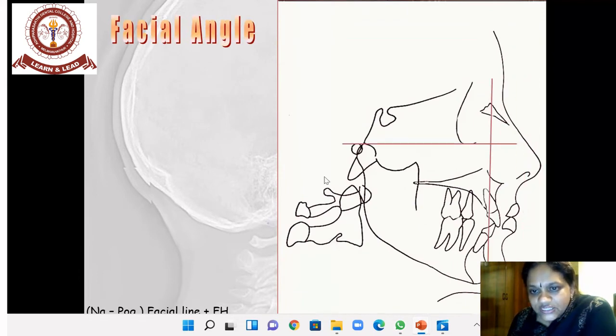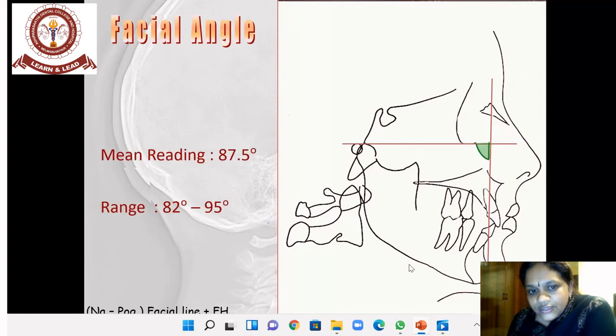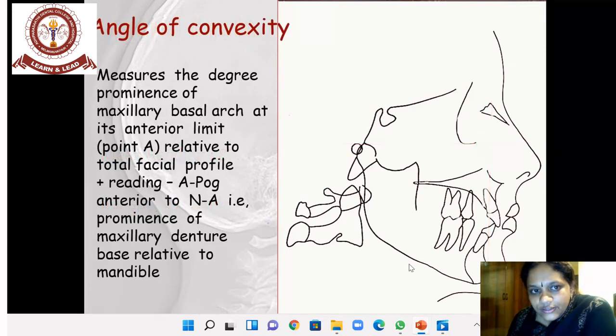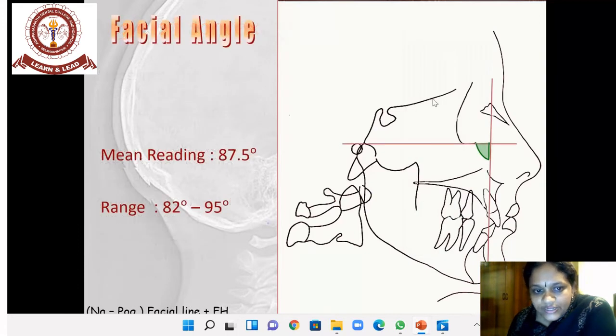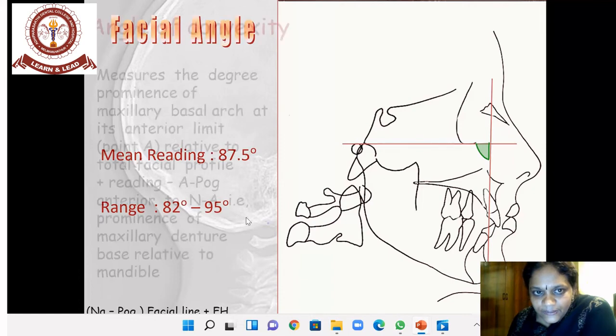So facial angle is nothing but you have to draw your FH plane and then your N-POG line. This N-POG line is the line connecting your N and POG. It should be in the range of 82 to 95 degrees.